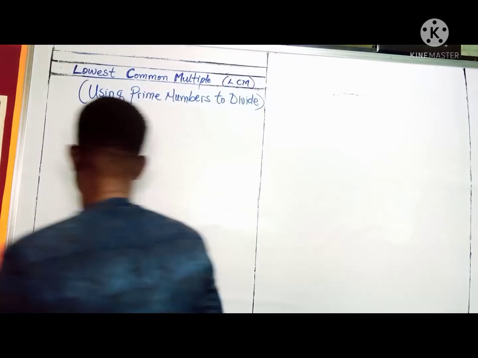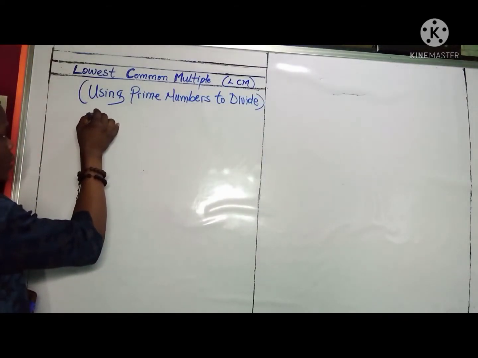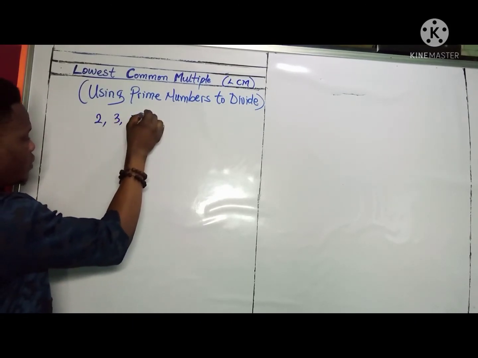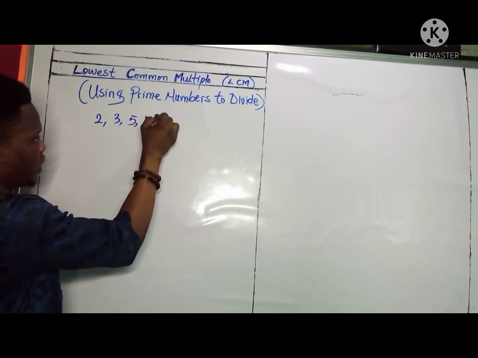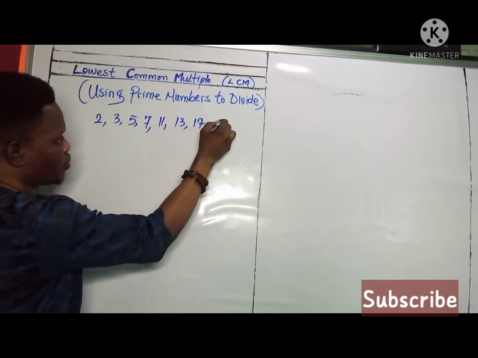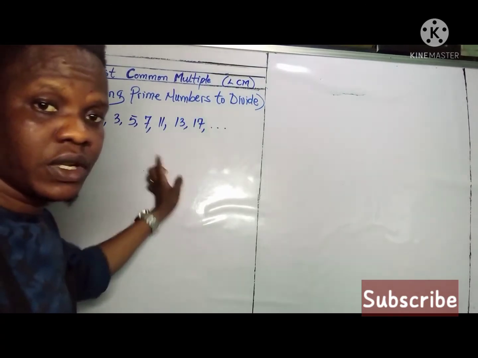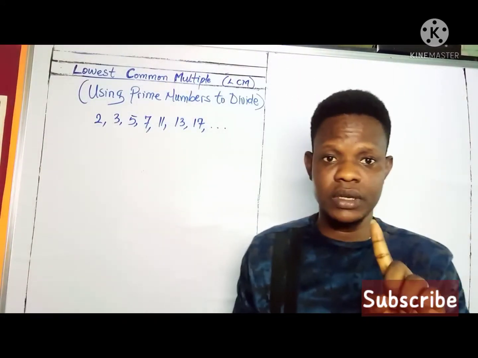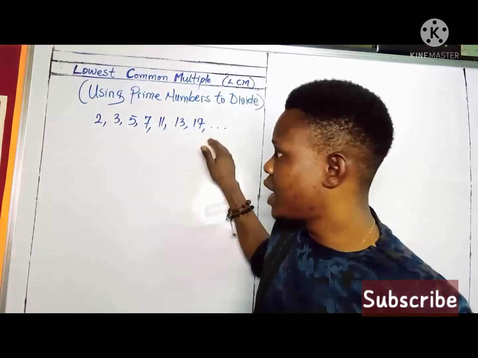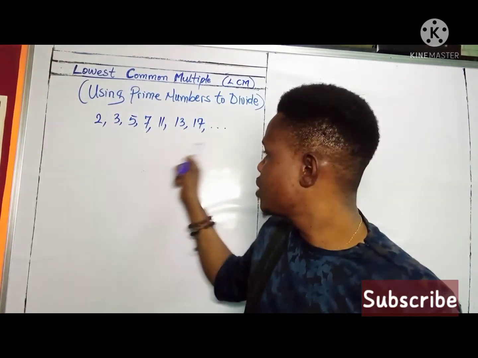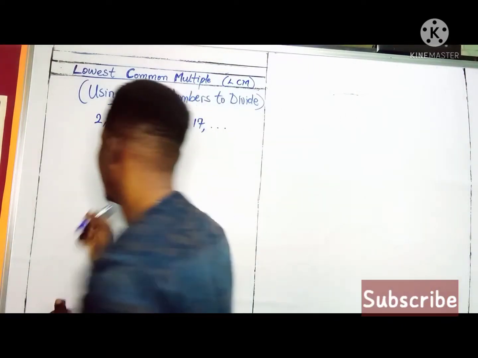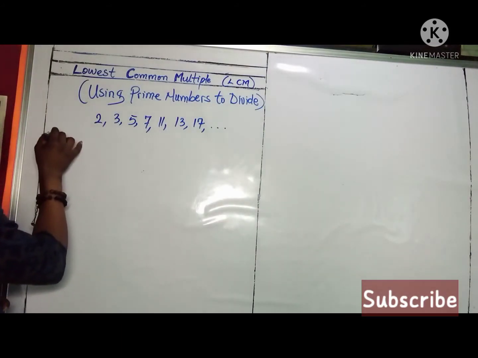Let us look at examples of prime numbers. Examples of prime numbers are 2, 3, 5, 7, 11, 13, 17, and so on. If you look at all these numbers, you can't divide them by another number without a remainder except 1 and itself. So these are our prime numbers. These are the numbers you'll be using to divide when we are finding LCM. So don't forget our prime numbers.